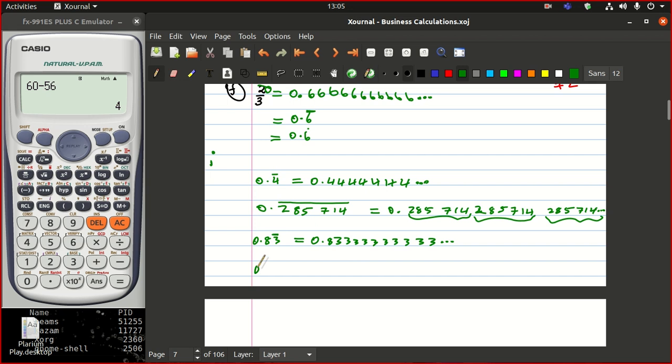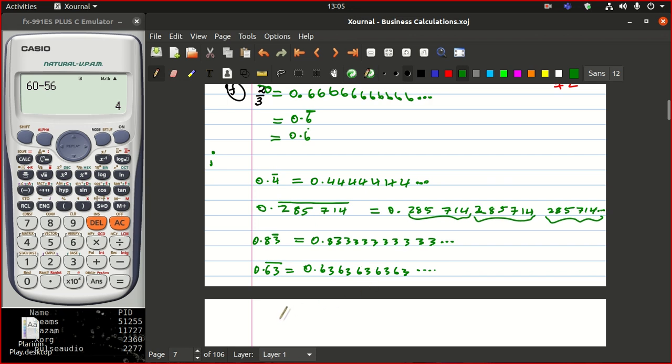And then if I have 0.63 and then I have a bar like this, it is saying that I'm going to have 0.63 and then I repeat this whole thing after it. I'm going to keep repeating this. So I'm going to have 63 and then again 63 and then again 63, and I'm going to continue in this particular fashion. So that is what is happening here.